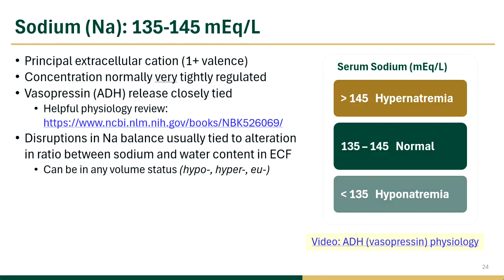And so when we disrupt it, typically there's a lot of other stuff going on that would cause a dramatic disruption, usually to the other homeostasis components. Vasopressin or antidiuretic hormone is closely tied, the release of it and the regulation of it. The link I have there is to a pretty good physiology review that has helped in the past with students who are having trouble understanding vasopressin and remembering that physiology. So if it's something that you don't remember, go and take a look at those resources. But disruptions in sodium balance are also tied to the alteration in the concentration or the ratio between sodium and water in the extracellular fluid.